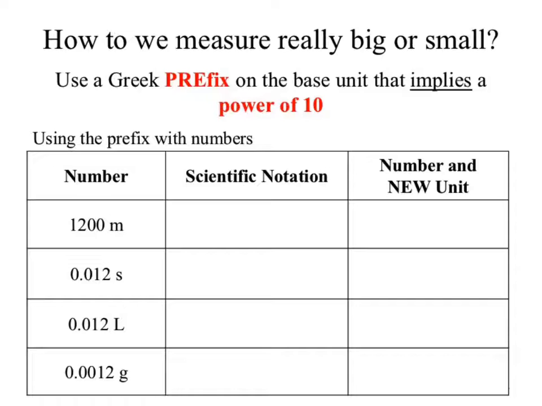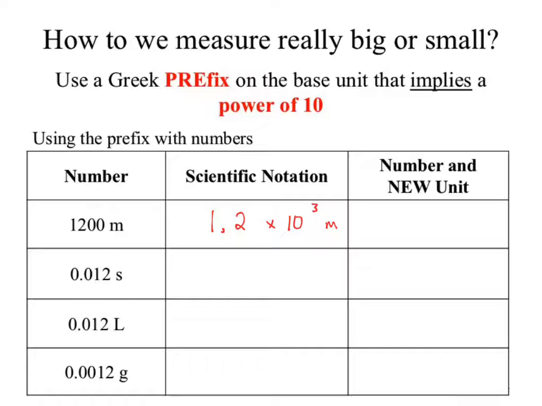I have 1,200 meters. So what I'm going to do is convert that to scientific notation. So that would become 1.2 times 10 to the third, because I did 1, 2, 3 shifts. Was this a positive third or a negative third? Positive third, because 1,200 is big. I need to include my unit, meters.